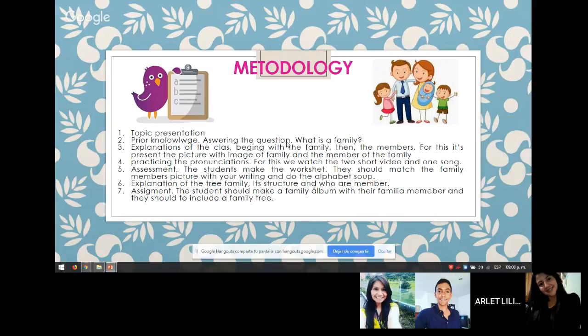Fourth, practicing the pronunciation. For this, we watch two short videos and one song. Fifth, assessment. The students make a worksheet. They should match the family members' pictures with their writing and do the alphabet sound. Sixth, explanation of the family tree, its structure and who are the members. Seventh, assignment. They should make a family album with their family members and they should include a family tree.